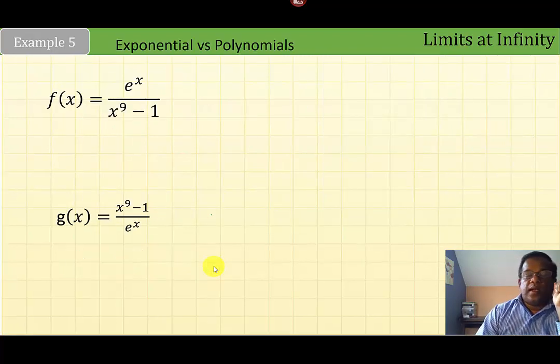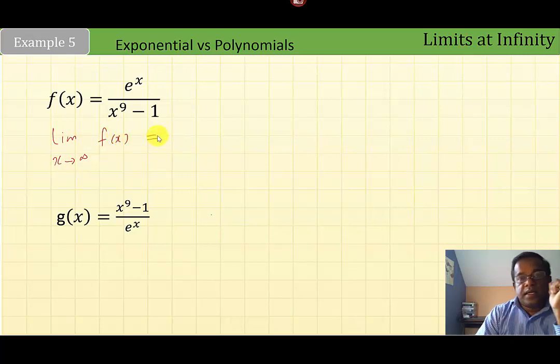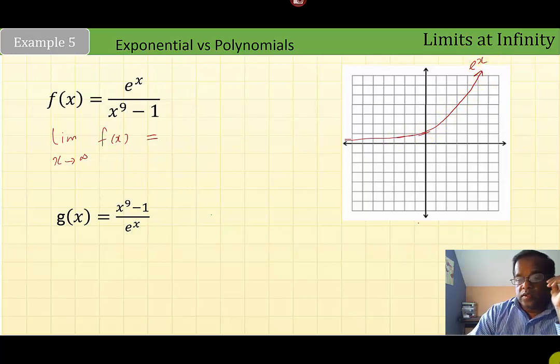Now let's look at this function. This is a combination of exponential versus polynomial. Now if I want to find the limit as x approaches infinity of f of x, what we see here is that in the numerator we have an exponent and in the denominator we have a polynomial. You can remember e to the x is a graph like this. This is an exponentially increasing graph. And x to the 9 is similar to x to the third, and its graph looks like this.